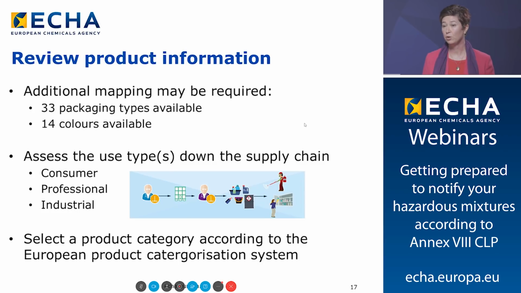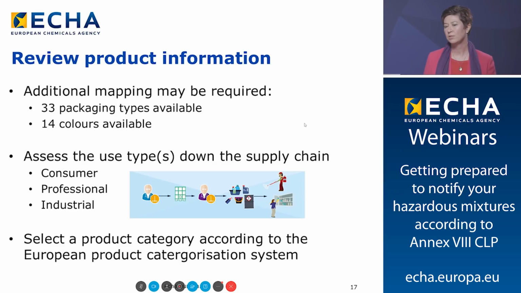You will also need to review the product information. For example, additional mapping may now be required given that only 33 different packaging types are available for selection, and 14 colours are now available in the format. You will also need to assess the use types down the supply chain. This affects the deadline for which you need to comply with Annex 8. But bear in mind that if your mixture has an industrial use and ends up in a consumer use product, then you will need to comply with the earlier deadline for consumer uses, which is January 2020.